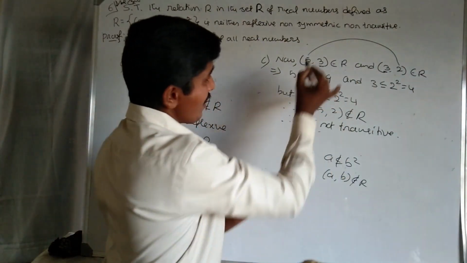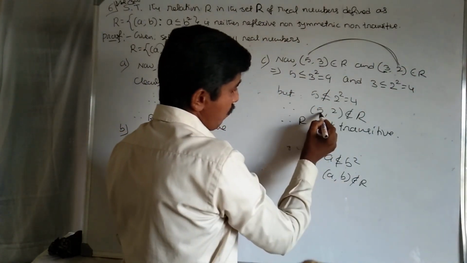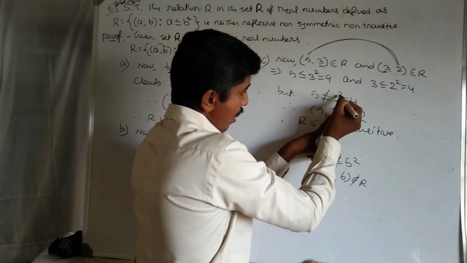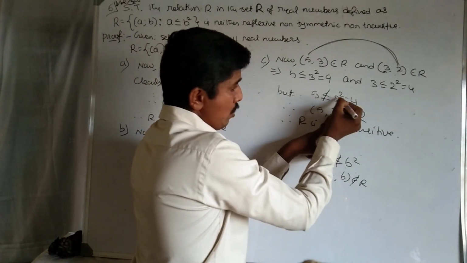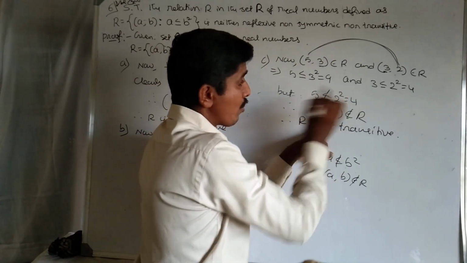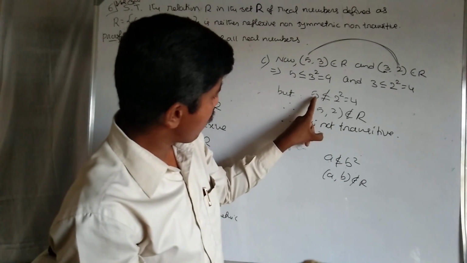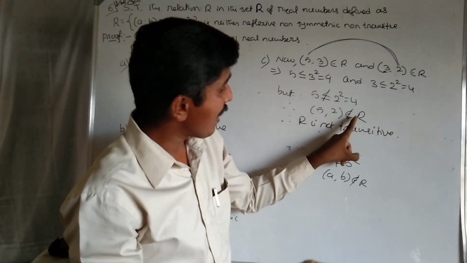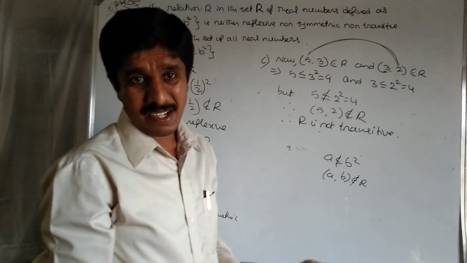Correct. Now what is the relation between 5 and 2? The first element 5 is less than or equal to the square of the second element 2. 2 squared is 4. 5 is greater than 4, not less than or equal to 4. Therefore, 5 comma 2 does not belong to R. Therefore, it is not transitive.